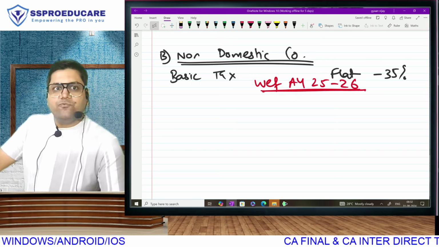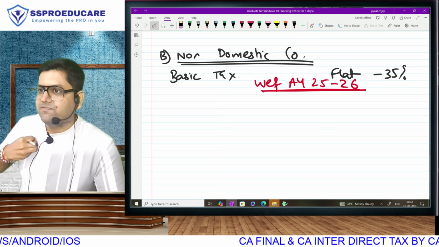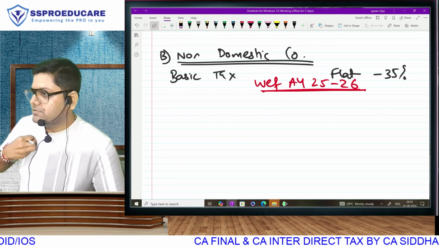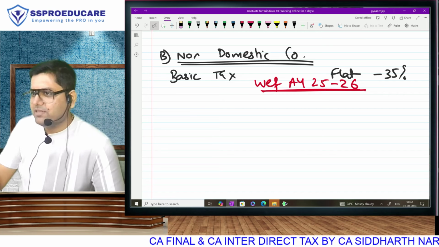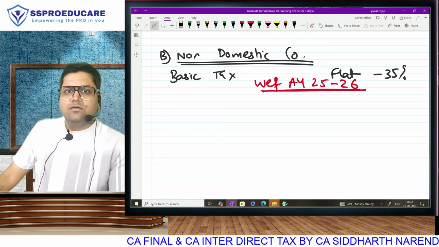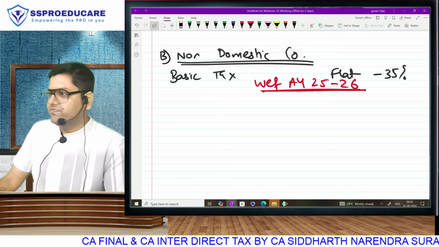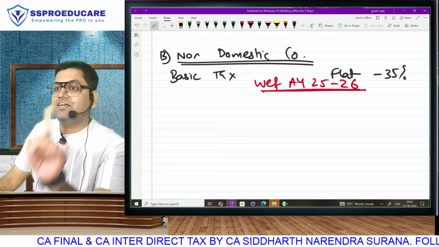And believe me, that was also the first time I studied tax, somewhere about 18 years ago. Last 14 years I am teaching, with inter and final together it becomes 4 years. This is the first time I have seen this change. It was 40% since the time I studied tax.